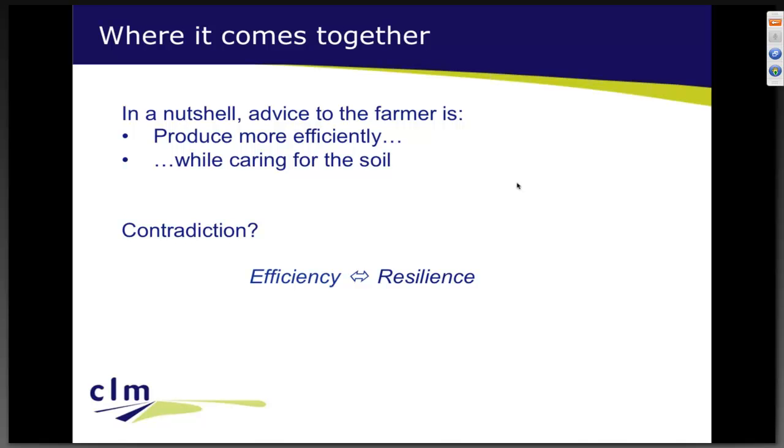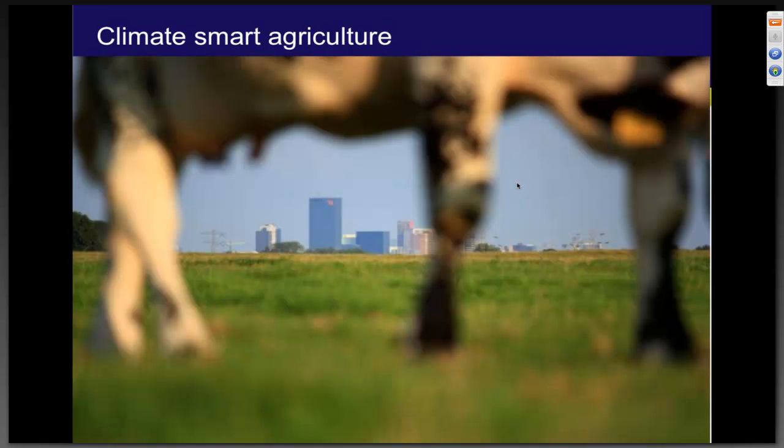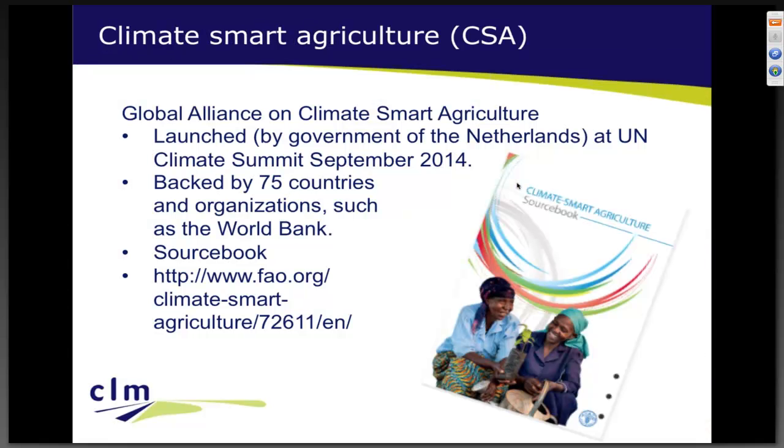And that comes back in climate smart agriculture. I'm moving from science to politics now. There's been a movement called Global Alliance on Climate Smart Agriculture, launched at the UN in September last year. There was not much in the press, but it was actually initiated by my government, not by the US government. It was backed by 75 countries and organizations, and they produced a very good source book in which they explain how this works.